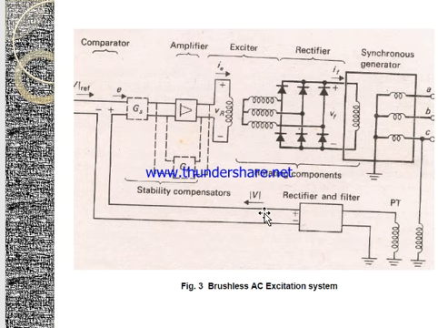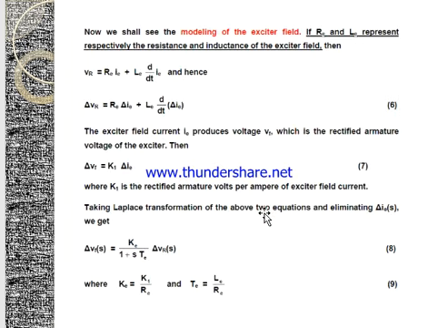For the brushless AC excitation system, we can also see that the VR value is equal to RE plus the inductance term, which is nothing but the resistance and the inductance of the exciter. So this is how we model it. If there is a change in the del IE value, obviously there will be a change in the del VR value.